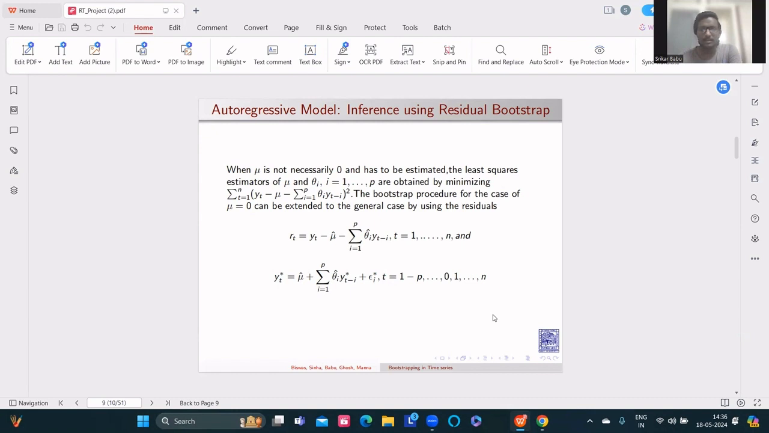And the bootstrap procedure for the case mu equal to 0 is now extended to this general case by using the residuals rt as yt minus mu hat minus the summation of theta i hat yt minus i, and replacing yt star by mu hat plus the summation of theta i hat yt minus i star plus epsilon t star.